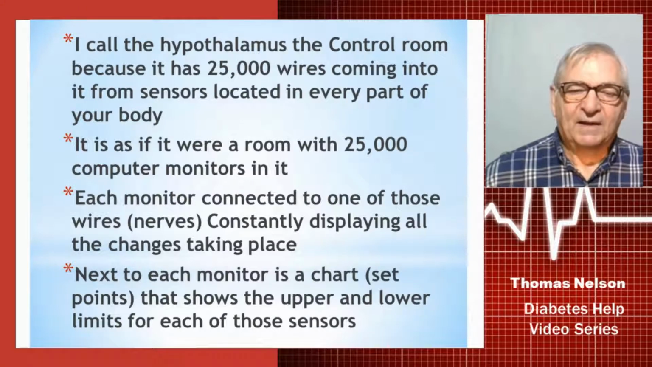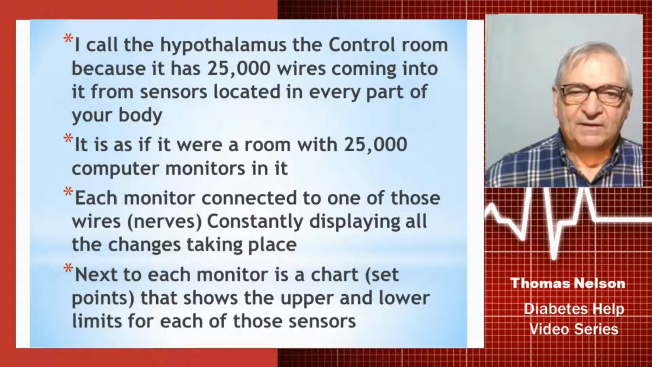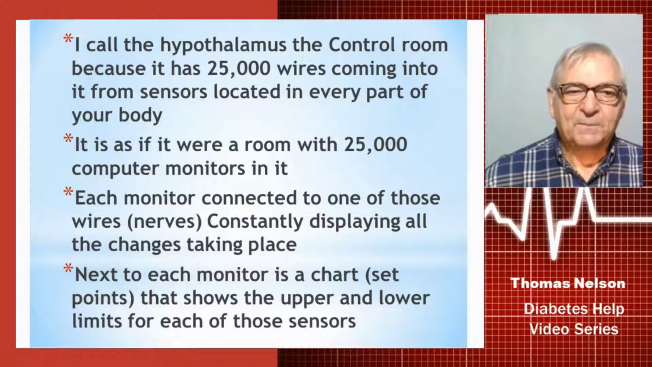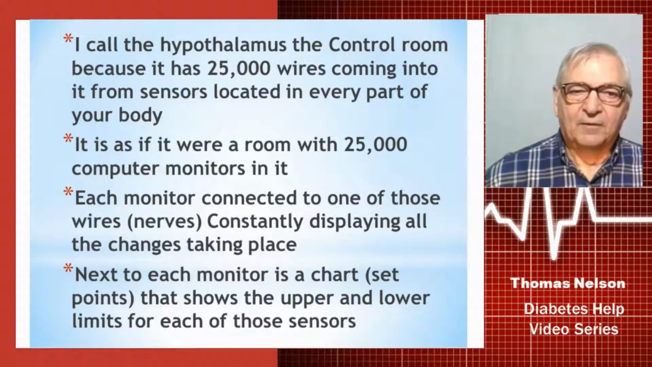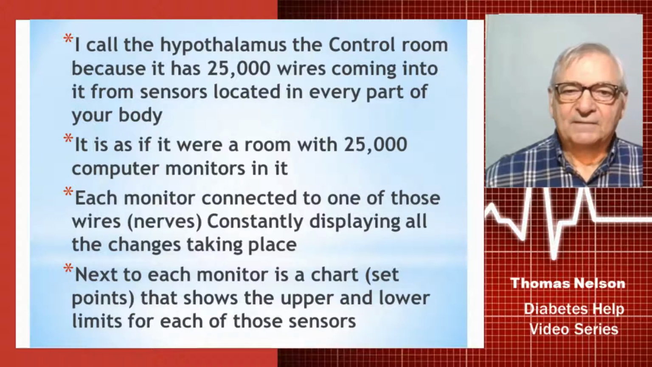I call the hypothalamus the control room because it has 25,000 wires coming into it, and those wires are actually nerves, coming in from sensors located in virtually every part of your body. It is as if there were a room with 25,000 computer monitors in it. Each monitor is connected to one of those wires, those nerves, and it's constantly displaying all the changes that are taking place wherever it's occurring in your body.